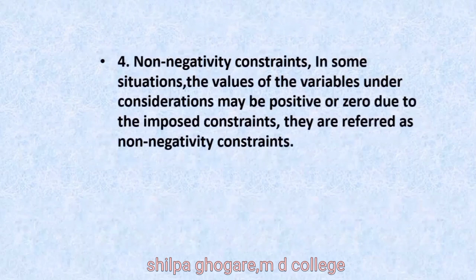And now you have the non-negativity constraints. In some situations, the values of the variables under consideration may be positive or zero due to the imposed constraints, and they are referred to as non-negativity constraints. As we have seen in the example of dolls and cars, the number of dolls and number of cars produced cannot be negative, and so you have a non-negativity constraint over here. So this was some theory about linear programming problem.